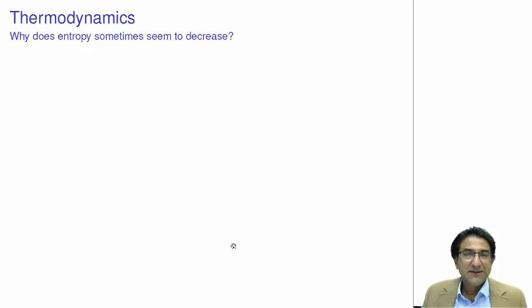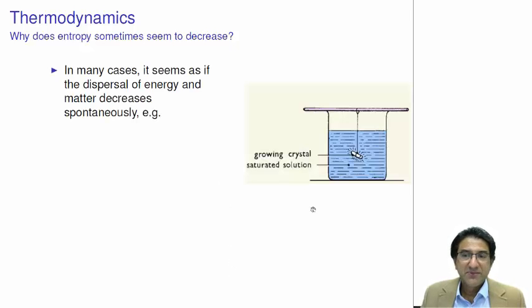Hi, welcome to Chemistry 1001, and we're talking about thermodynamics. This particular topic addresses the question, why does entropy sometimes seem to decrease? Here's a particular example. You might have done it when you were a student.